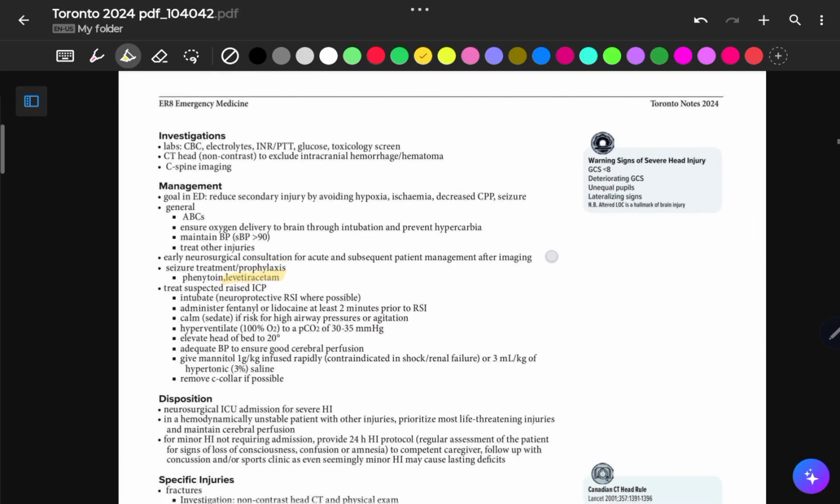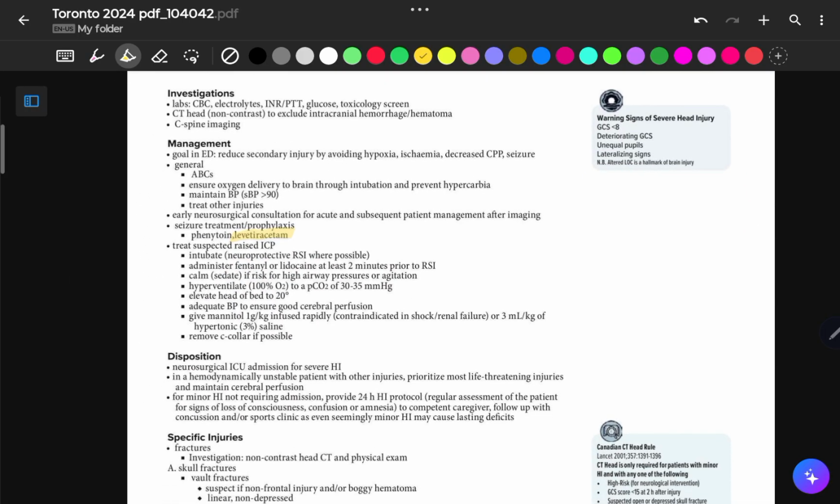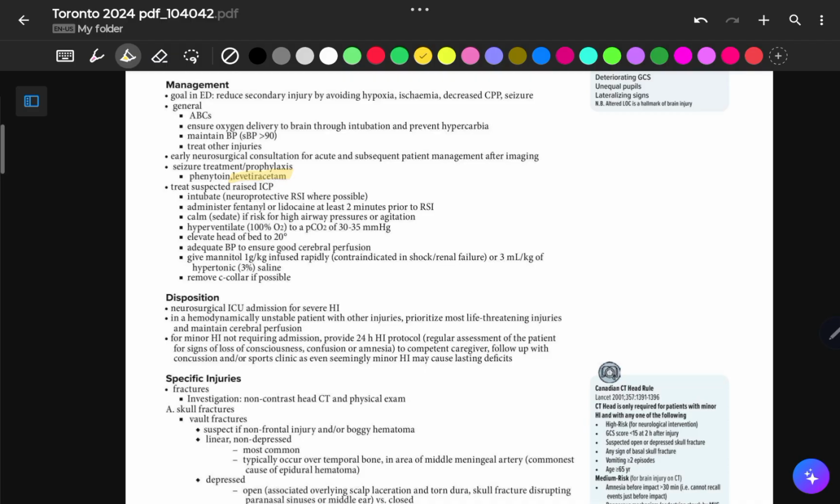So now, how would you manage this if you're suspecting increased intracranial pressure? Number one, intubate. We want to do a neuroprotection with rapid sequence induction where possible. All right, we want to intubate. Number two, administer fentanyl or lidocaine at least 2 minutes prior to your rapid sequence induction. You want to calm this patient if they're at risk of high airway pressure or agitation.